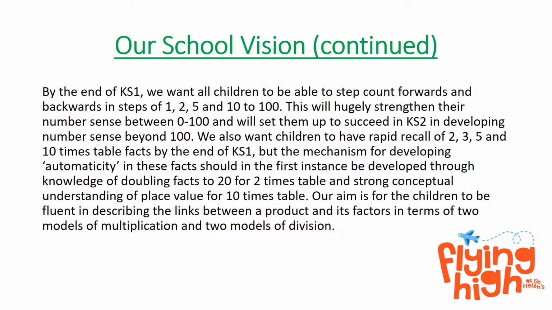We also want children to have rapid recall of 2, 3, 5 and 10 times table facts by the end of Key Stage 1, but the mechanism for developing automaticity in these facts should, in the first instance, be developed through knowledge of doubling facts to 20 for the 2 times table and strong conceptual understanding of place value for the 10 times table. Our aim is for the children to be fluent in describing the links between a product and its factors in terms of 2 models of multiplication and 2 models of division.